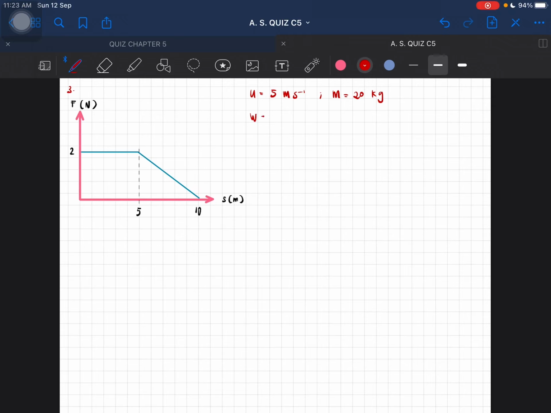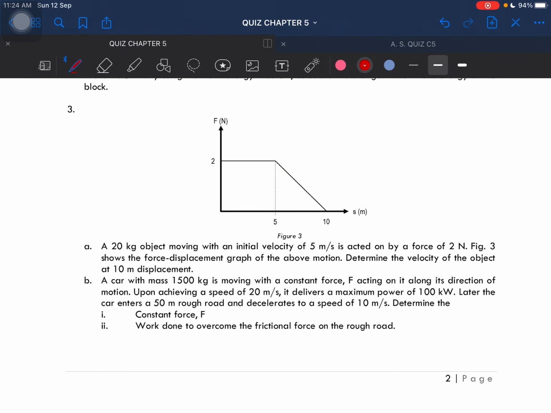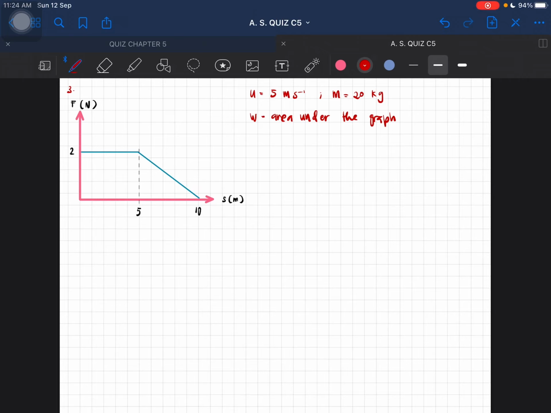Okay, so work done is the area under the graph. So for this one, we have to find the work done because we have to find the value of delta K. Okay, why do we need to find delta K? Is because we are looking for the velocity of the object. Okay, so velocity of the object at 10 meter displacement, meaning we have to find the work done from 0 to 10 meter for the graph.